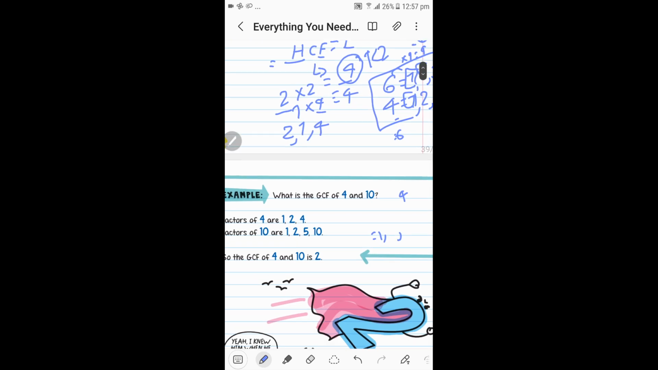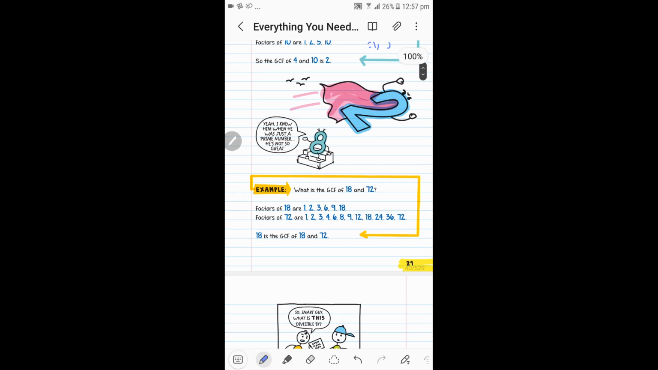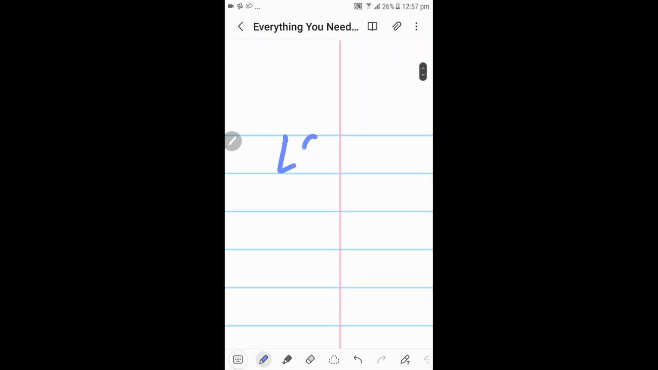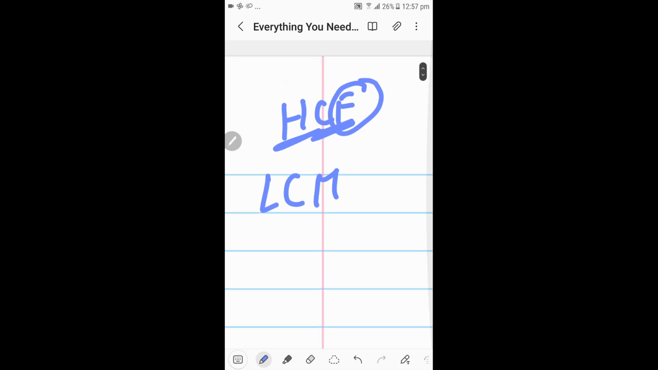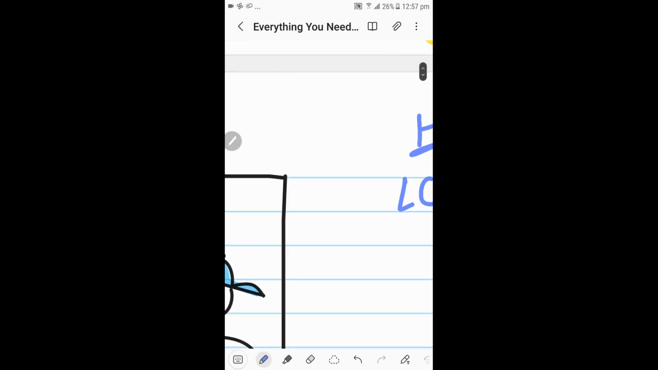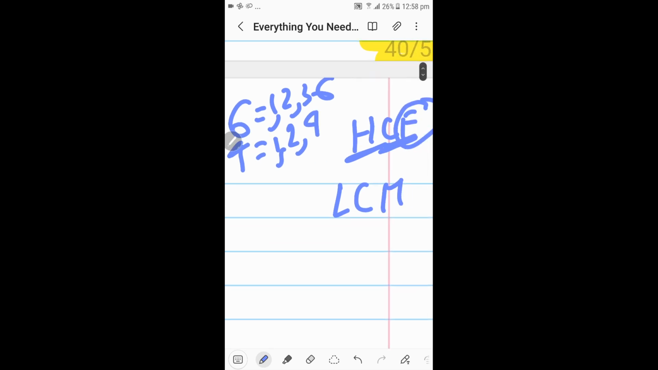Similar to that, we have LCM. LCM, on the other hand, is quite opposite to HCF. Let's understand them one by one. In HCF, it was the common factor. Factor means, basically, the numbers which give us the number. In 6 we had 1, 2, 3 and 6. In 4 we had 1, 2 and 4, and we chose 1 and 2 as the common factors.